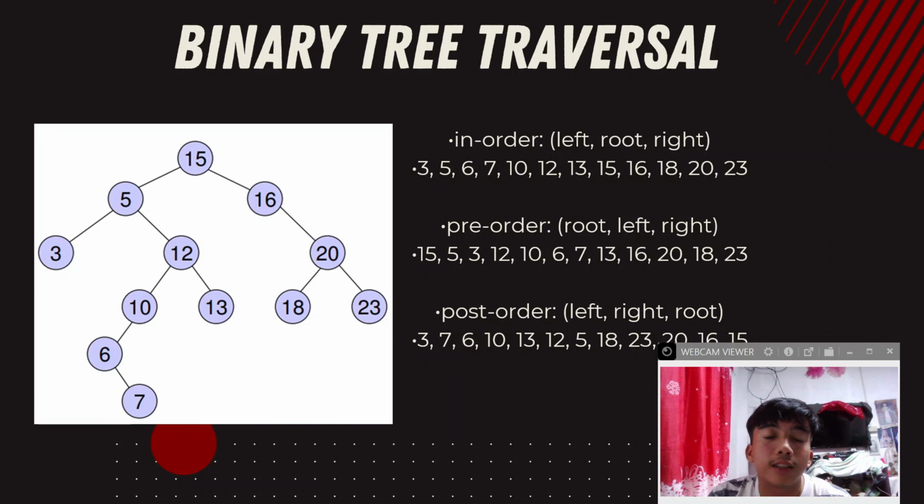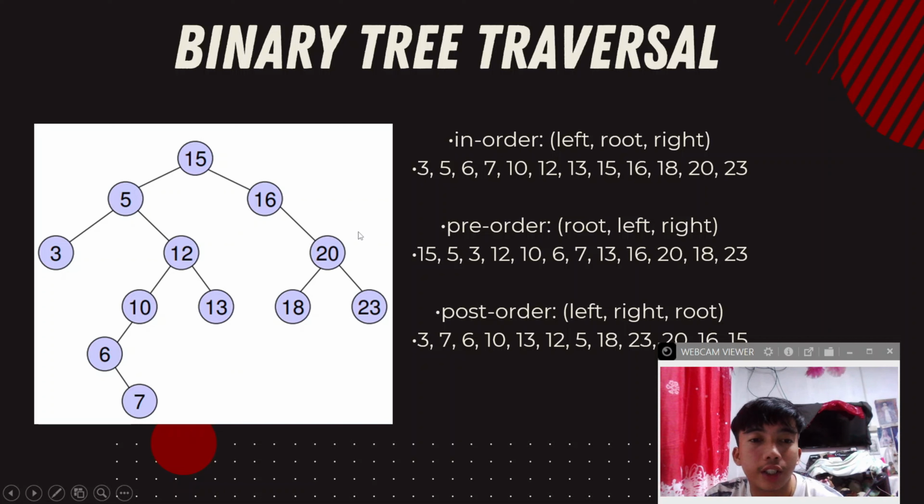So here is an example of the binary tree traversal. In this image, the in-order, which has the left-root-right pattern, is 3, 5, 6, 7, 10, 12, 13, 15, 16, 18, 20, and 23.